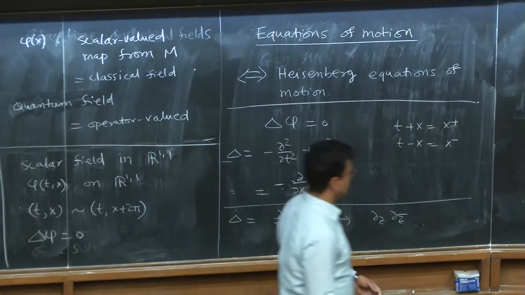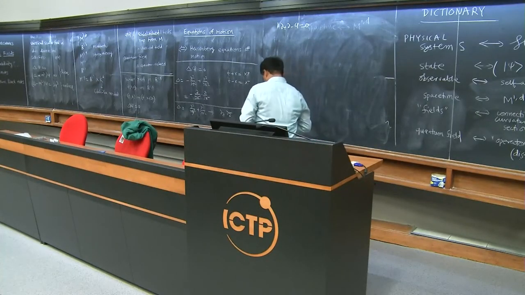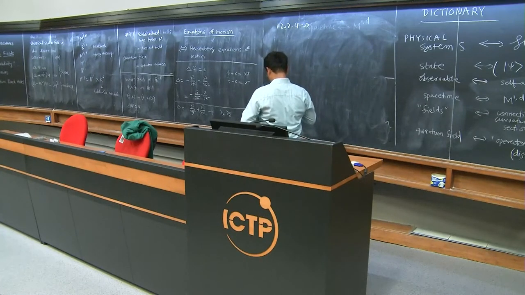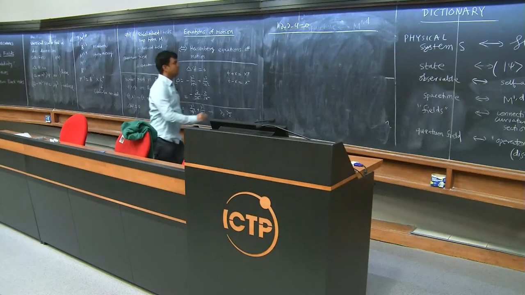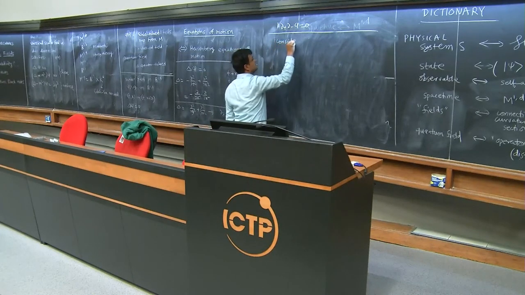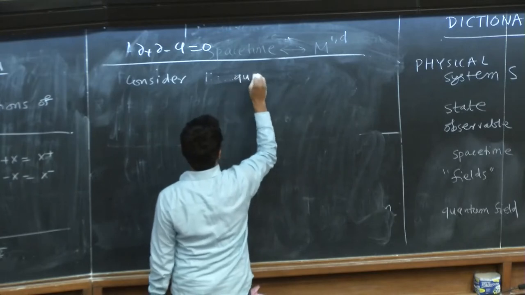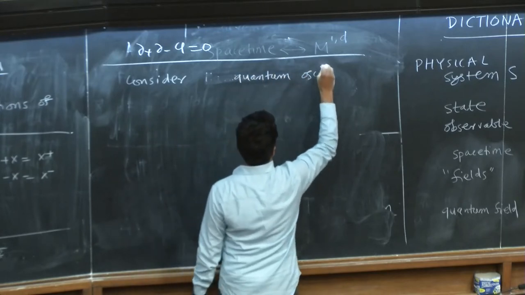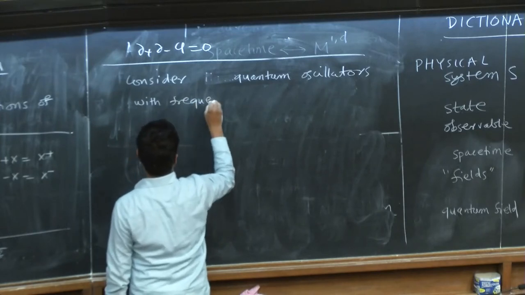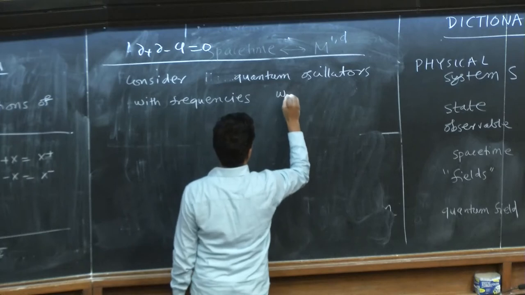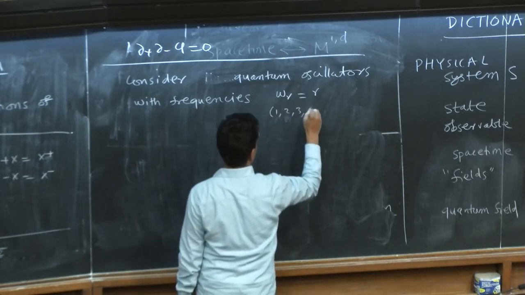Now remember, last time, I want to now introduce a quantum field based on what we discussed last time. So last time we discussed harmonic oscillators, or quantum oscillators, with frequencies, infinite number of them, omega r is equal to just r. So frequencies are basically 1, 2, 3, 4, like that.